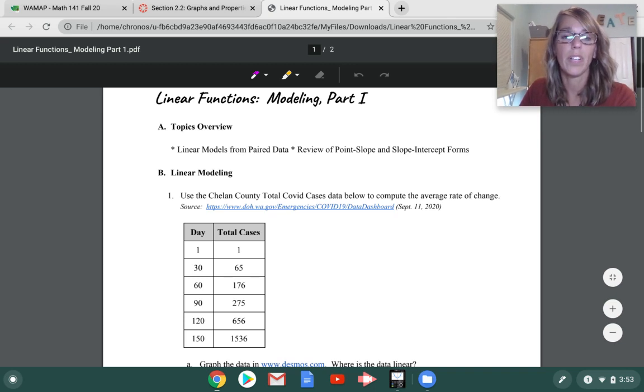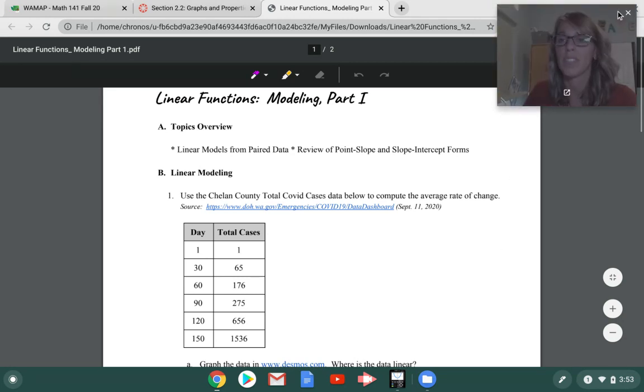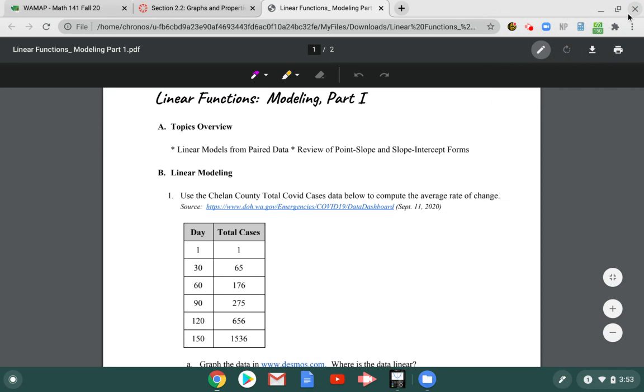In this video, we're going to look at linear models with some real data. We're also going to be reviewing the point-slope formula and the slope-intercept form of the equation of the line as we go through these examples. So let's dive right in with the first linear modeling example.